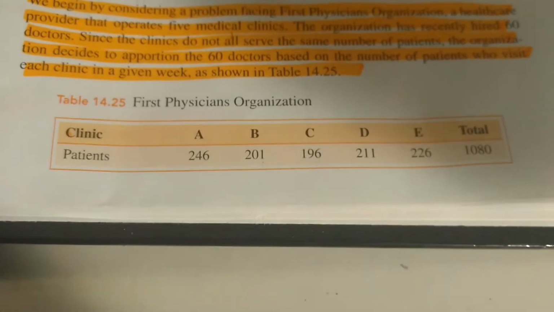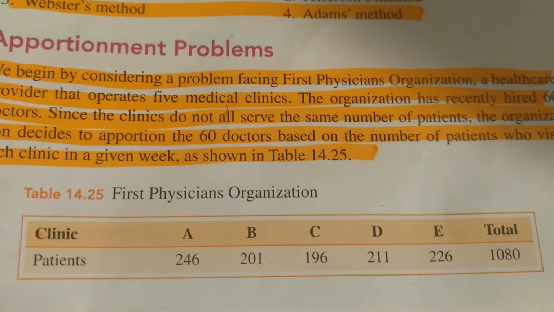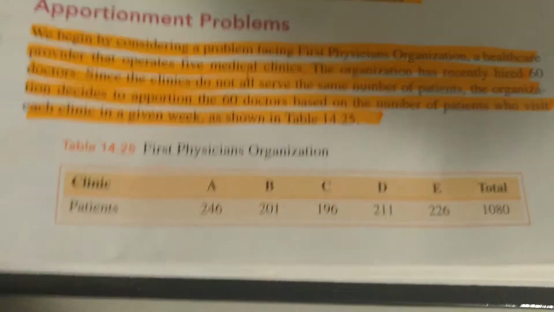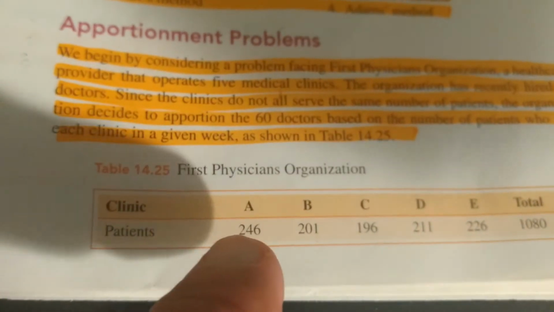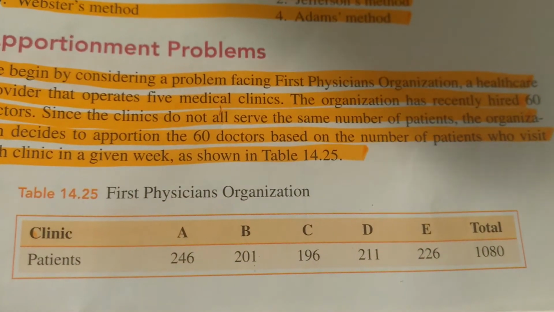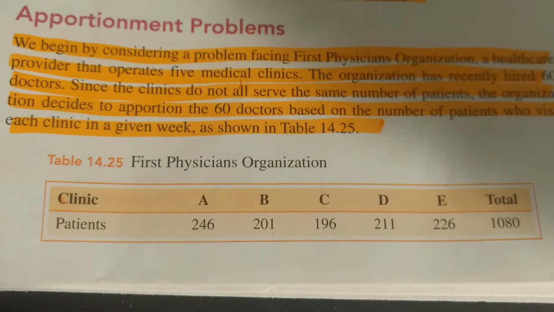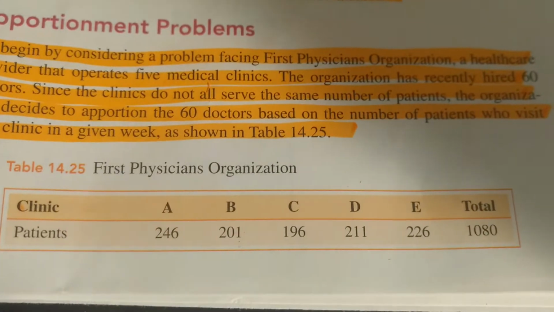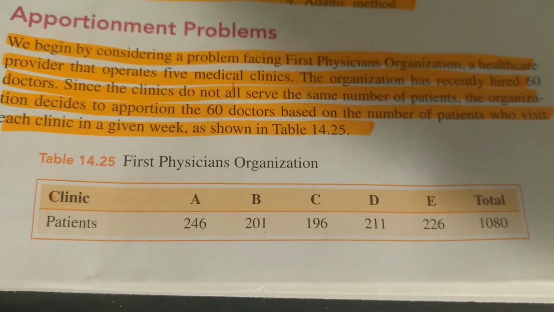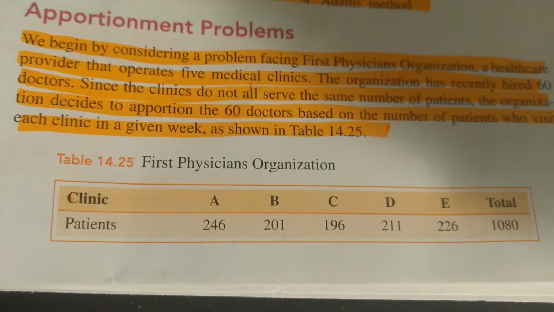So, in this one right here, it says, begin by considering a problem facing First Physicians Organization, a health care provider that operates 5 medical clinics. And so your 5 medical clinics are right here, Clinic A, B, C, D, E. It says the organization has recently hired 60 doctors. Since the clinics do not all serve the same number of patients, the organization decides to apportion the 60 doctors based on the number of patients who visit each clinic in a given week.